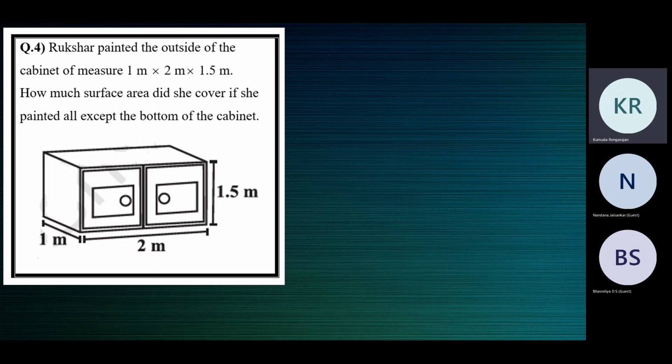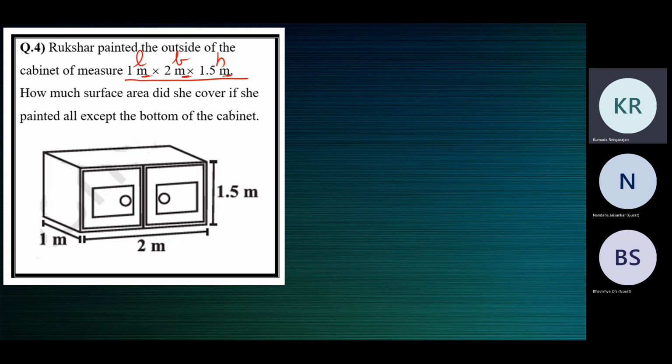Okay, the next one. Rukshan painted the outside of the cabinet of measure 1 meter by 2 meters by 1.5 meters. So he paints the outside of a cabinet, and these are the dimensions: length, breadth, and height, all in meters. How much surface area did she cover if she painted all except the bottom of the cabinet?